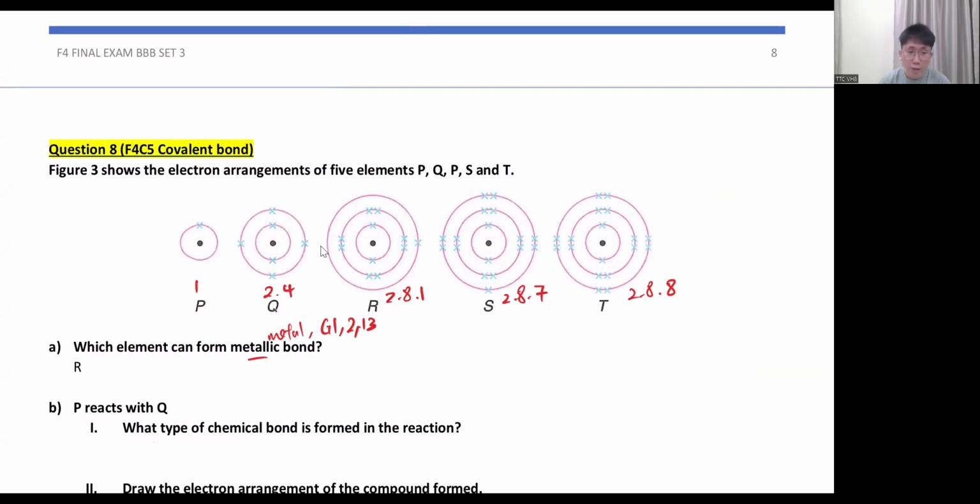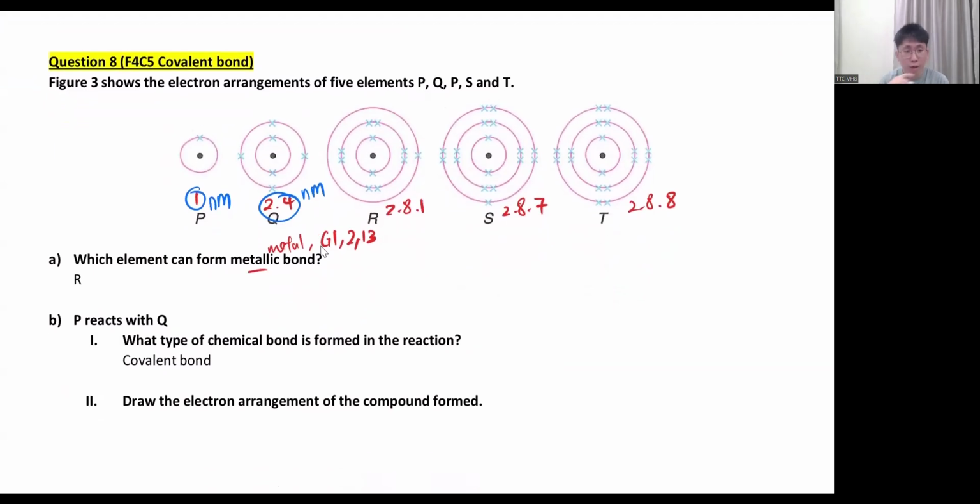Then they say P reacts with Q. What type of bond do we form? Okay, so P is this one. It's hydrogen, non-metal. And then Q is this one. Again, group 14 is a non-metal. So the bond between non-metal and non-metal will be covalent bond.